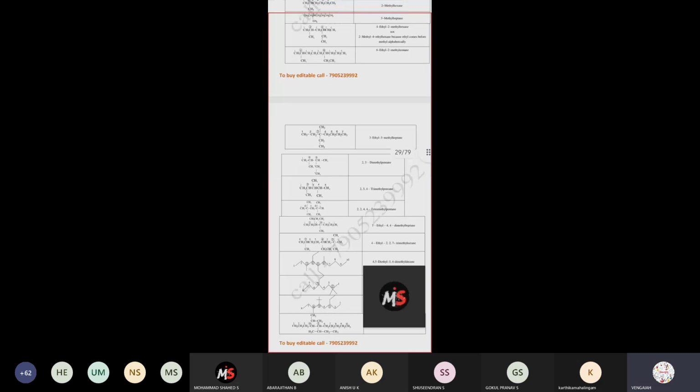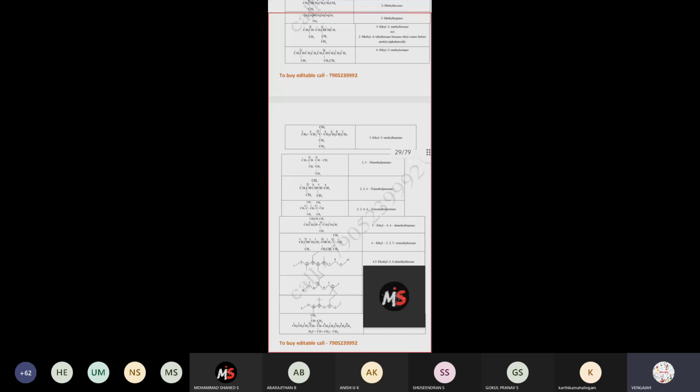So alkyl: ethyl, methyl, propyl, butyl, pentyl. The compound is less by one hydrogen. One hydrogen is less. The end of the name comes as yl: methyl, ethyl, propyl, alkyl, butyl, pentyl, hexyl, heptyl, octyl. Like that you can write.